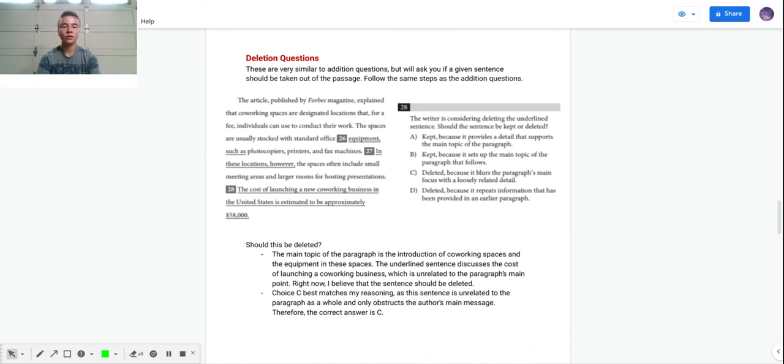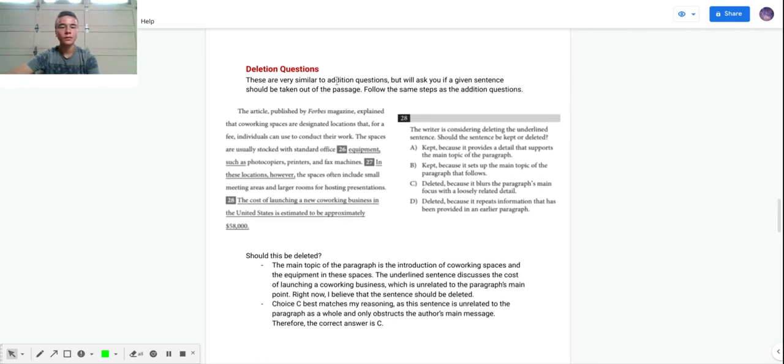Here is a deletion question. It's going to be pretty much the exact same steps. It's just deleting the sentence instead of inserting it into the passage, so follow the same steps as the addition ones. This paragraph talks about co-working spaces and provides a basic introduction. It seems the intended audience is someone who's not familiar with what a co-working space is. It talks about standard office equipment and where they're held, like meeting areas, large rooms, stuff like that. Now let's look at 28, the sentence in question.